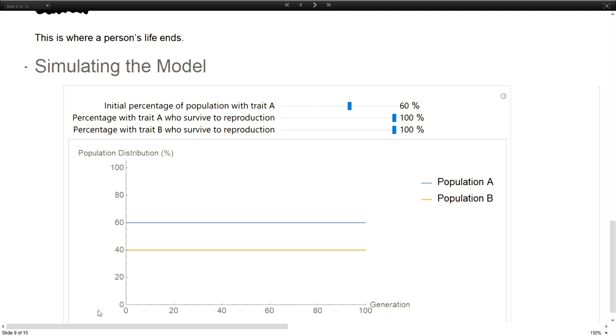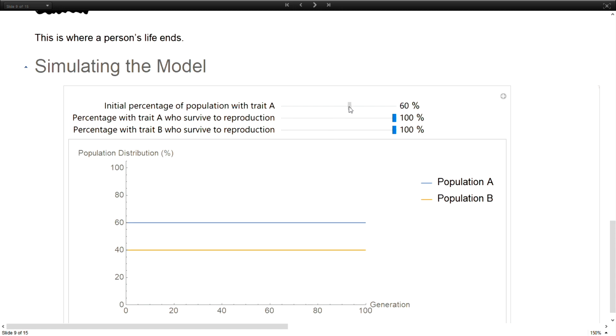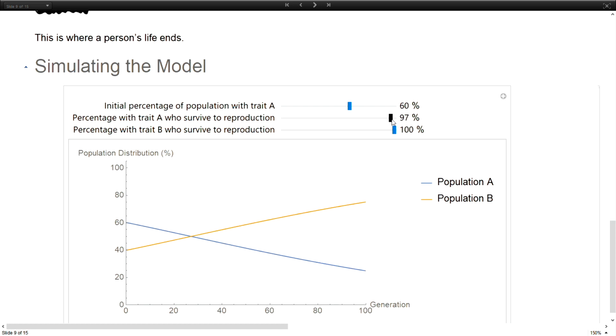So here we have a trace of the populations over time. Right now, we are able to tweak a few parameters here. We can change how the trait distributions look at the beginning of time, and we can change how many of a certain trait survive until reproduction. So we can see that with just a small change, one of the populations will go down if they are not suited for the environment.